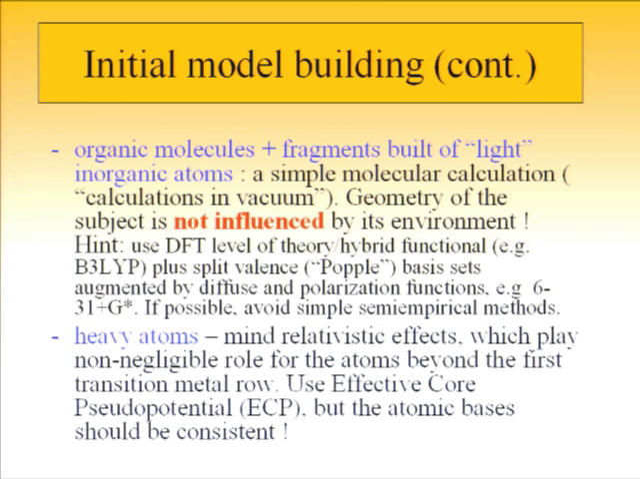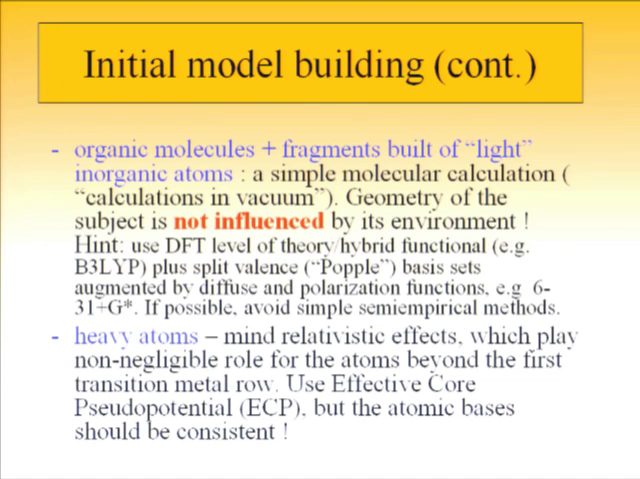Another problem could be with heavy atoms like those mentioned before. You should keep in mind that the relativistic effects, meaning that the inner core electrons are moving at a speed very close to the speed of light, could significantly influence the behavior of the atom. And the role those effects play is definitely non-negligible, even for atoms slightly beyond the first transition metal row. It should be tested. That's very important. There is no general rule. Try this, try that, and you see the difference. And what is more accurate should be used.